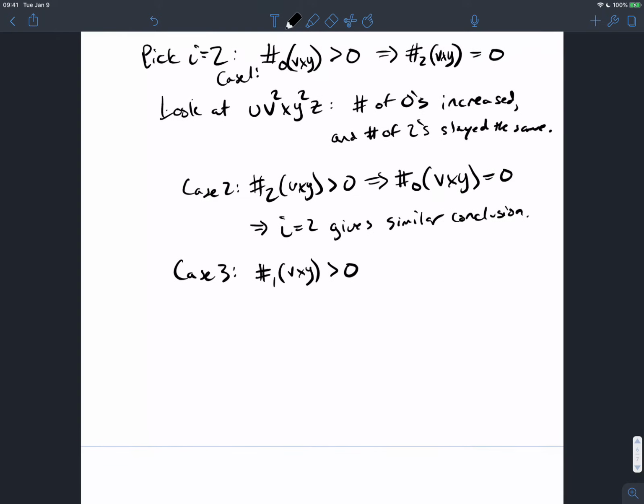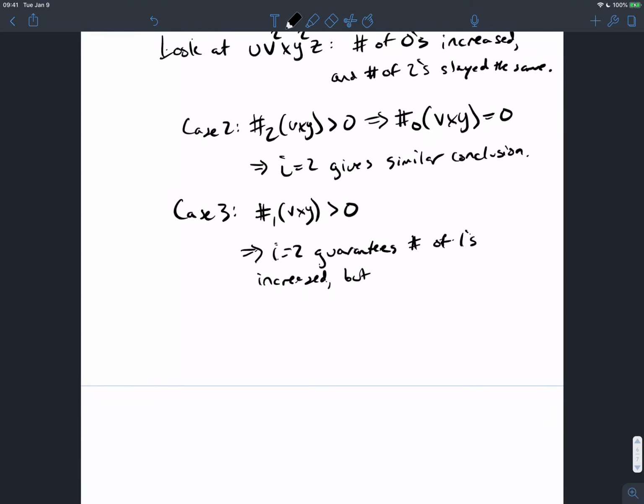Yeah, by definition. So I equals two guarantees the number of ones increased, but the number of zeros didn't. Actually, I can't say that. Because I don't know whether it has zeros or twos or not. Technically, I can say that it has neither. But either the number of zeros stayed the same, or the number of twos stayed the same.